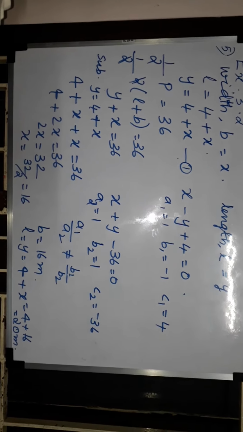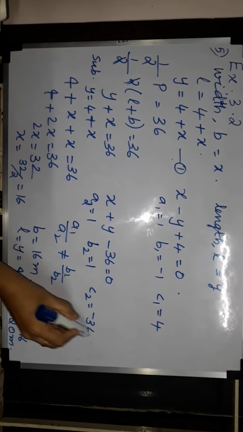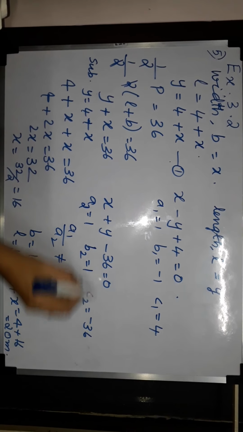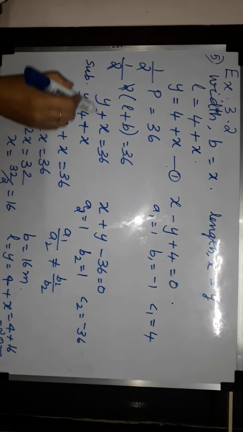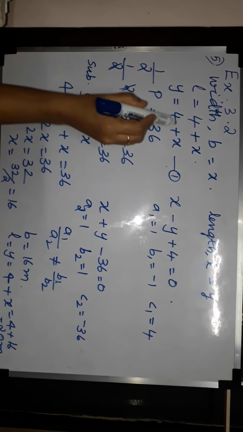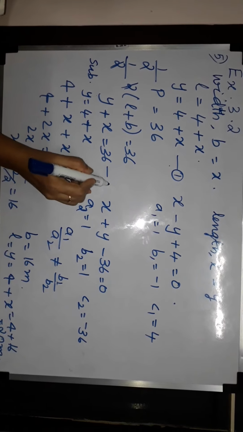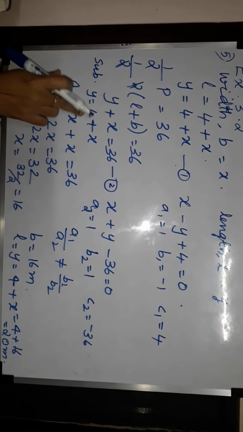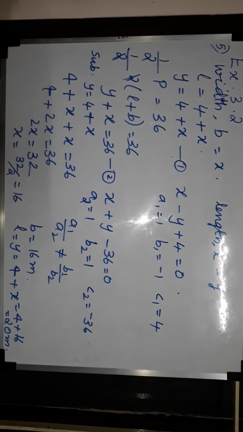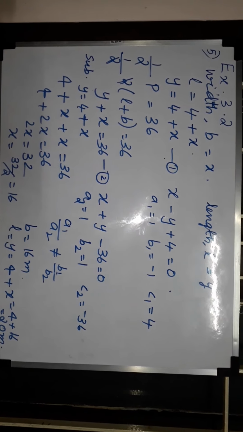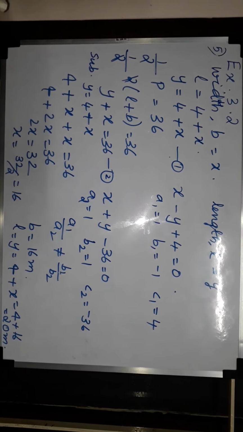Why we are checking this condition means we want to check whether it has a solution or not. Afterwards we can find the solution. So we substituted the equation y is equal to 4 plus x in the second equation, and we found x and y and length. So for the dimensions, write the answer in a sentence: the dimensions of the rectangular garden are 20 meter and 16 meter.